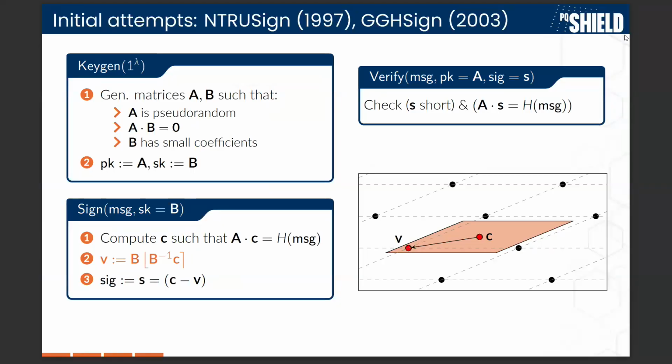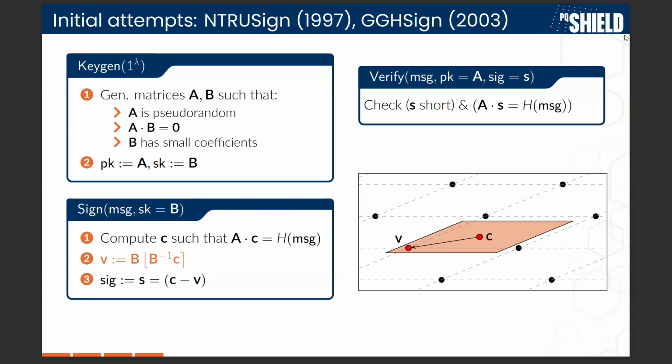So these were the initial attempts at lattice-based signature schemes, which look something like this. In the key generation, one generates a public matrix A that looks random, that defines a lattice, and then B, which is a relatively short basis of that lattice. And that can be written by A times B equals 0 if these representations are done correctly. And B again has relatively small entries in it, small vectors. So the public key is A and the secret key is B.